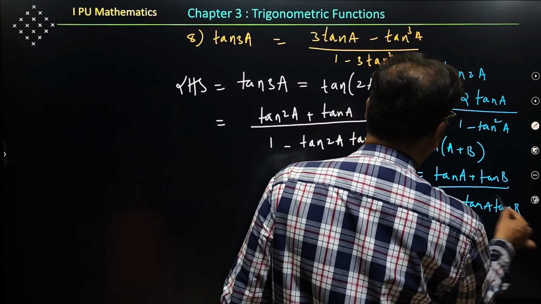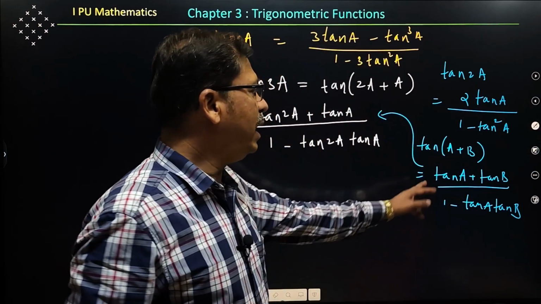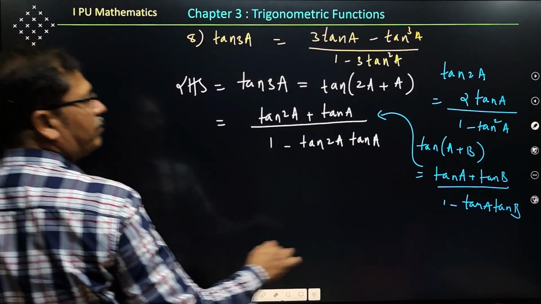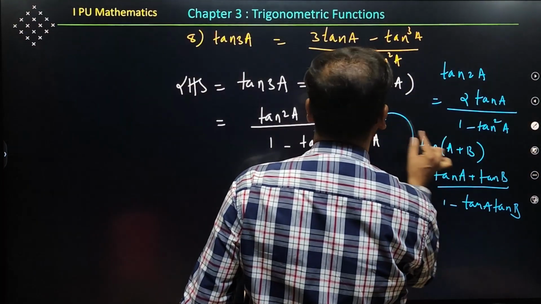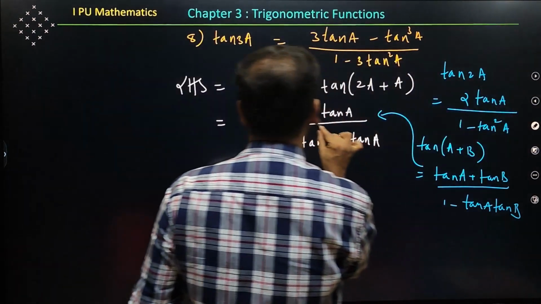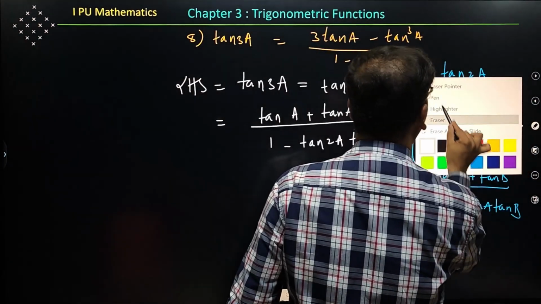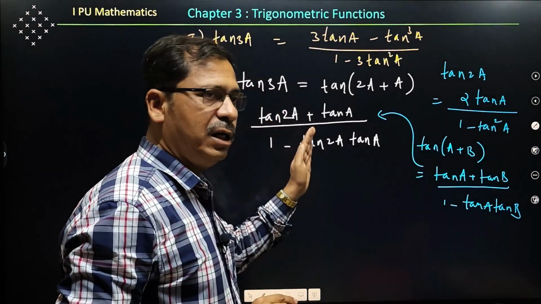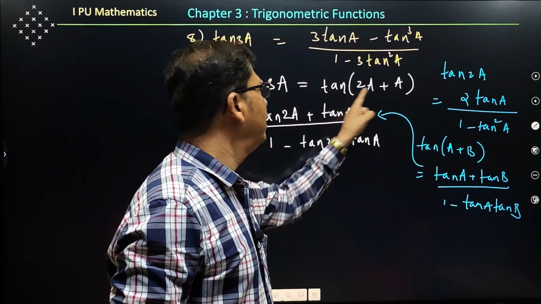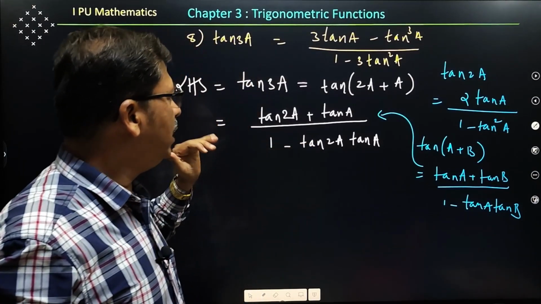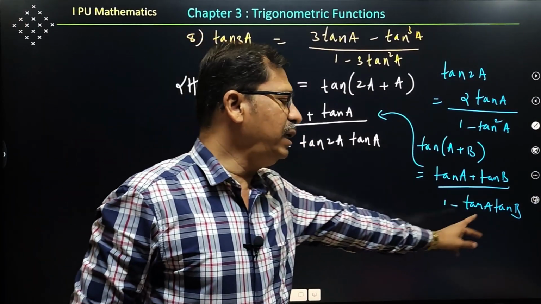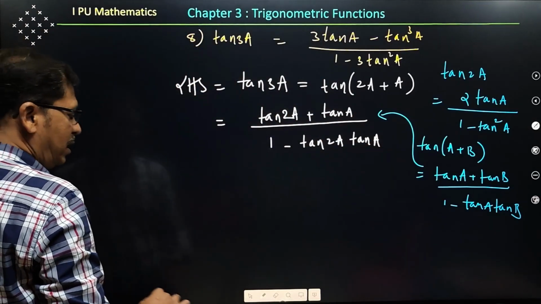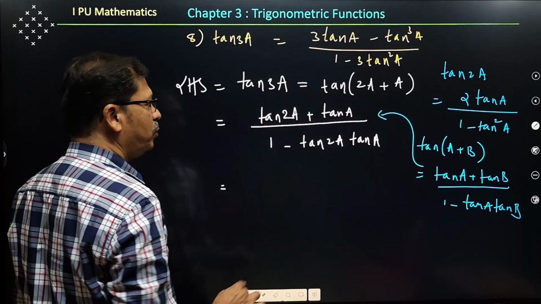This one I have used here. See, this is applied here. Tan A plus tan B, it is not square, don't get confused. Tan 2A it is. Tan 2A means it is tan A plus tan B, where A is 2A and B is A. So tan 2A plus tan A divided by 1 minus tan A into tan B, that is tan 2A into tan A. That's all. Now it is the time to substitute the value formula for tan 2A.